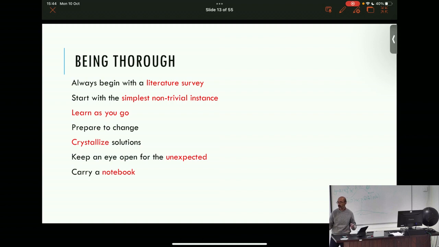So this is not meant to be comprehensively everything, but it's at least stuff that I've learned by making all sorts of mistakes, and I think I've done all of these things the wrong way already. Every one of them. Not doing a literature survey, starting with a complex thing, not learning when things don't work, not changing something even though I know it's not working, and trying to crystallize a solution without giving a break, just keeping thinking about it. No, you've got to have a break. And not carrying momentum.